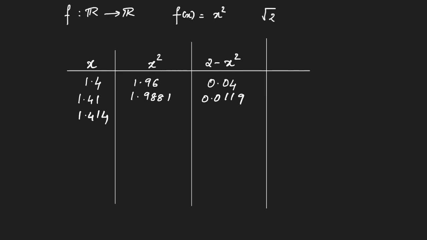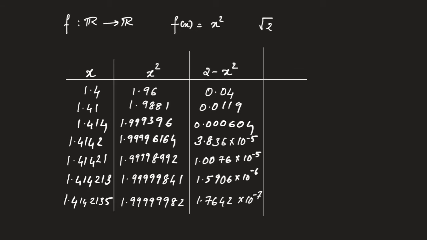Now let's look at 1.414 and the corresponding value of x squared. What would be the value of x squared for this? What is 1.414 whole squared? That's equal to 1.999396. And the error is equal to 0.000604. Continuing this process, we can fill the table in the following way.